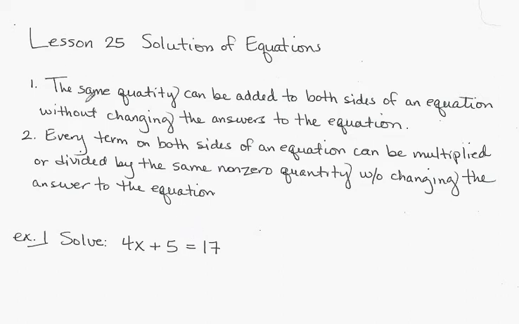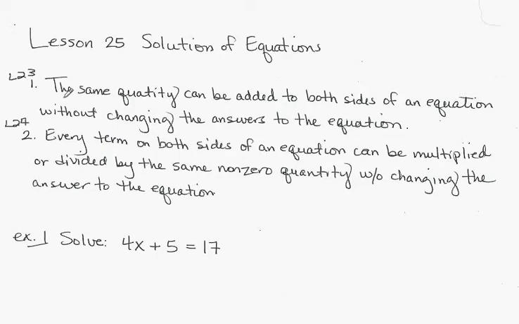Here are the two rules that we learned in lessons 23 and 24. This one was from lesson 23, and this one was from lesson 24. When you did these problems, you just used one rule. Today we're going to combine them and use both rules to solve an equation.